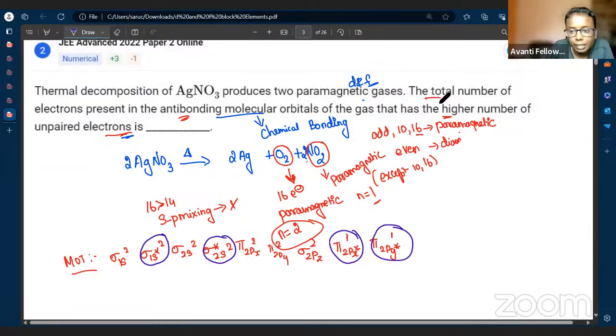We have to calculate the total number of electrons present in the antibonding orbitals. Not the p orbitals alone; they have asked for the total. You have to count from sigma 1 star, sigma 2 star, and then pi 2px star, pi 2py star. So how many electrons are there? 6 electrons, so the answer is 6. Got this question, everyone? Any doubt? Shall I move on to the next question?